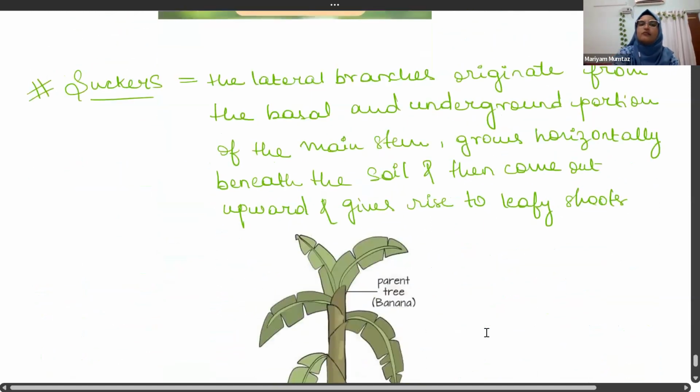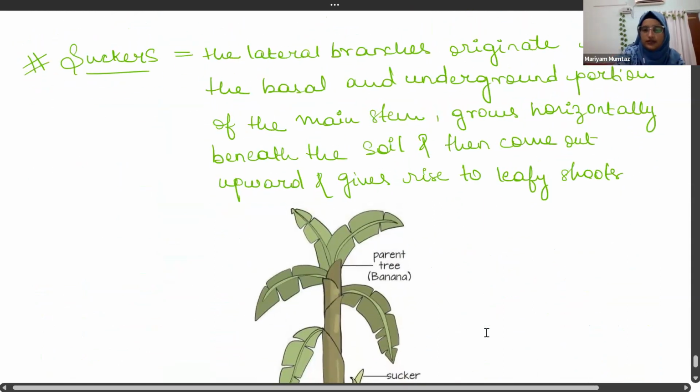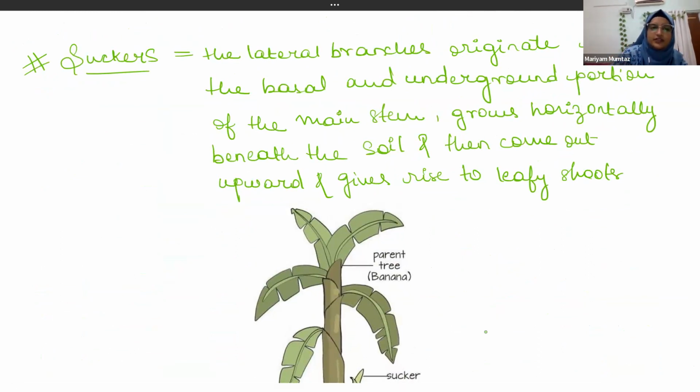Finally, the last type of modification is the suckers. Okay. Now, what happens in the suckers? First, let's see the examples of it. So the first one, the example is banana, which you have to remember. So banana, there is chrysanthemum. It is a flower. Okay, a flowering plant, chrysanthemum.